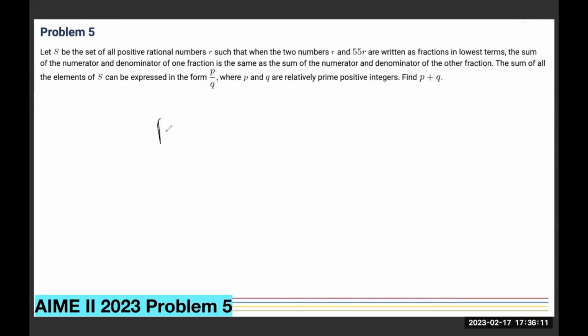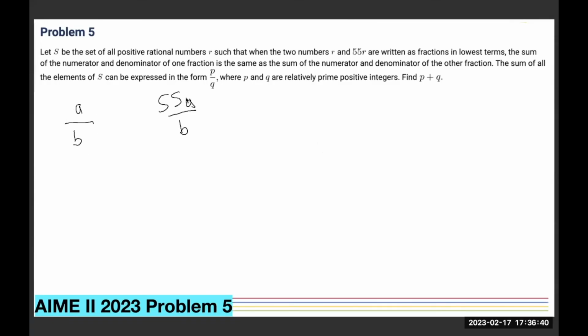Okay, so instead of looking at this representation, we don't need to use P over Q as the original fraction, to avoid confusion, I guess. Let's just say it's A over B. Well, this is what our R is. Our 55R would be 55A over B. And of course, in this case, we're assuming A and B are relatively prime. So this is the most simple form.